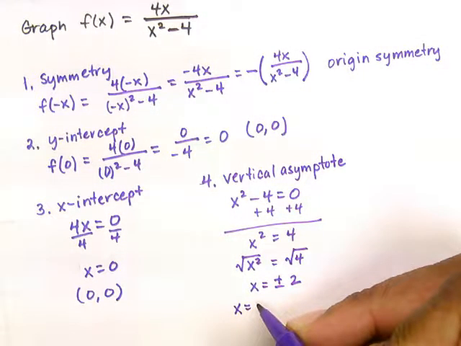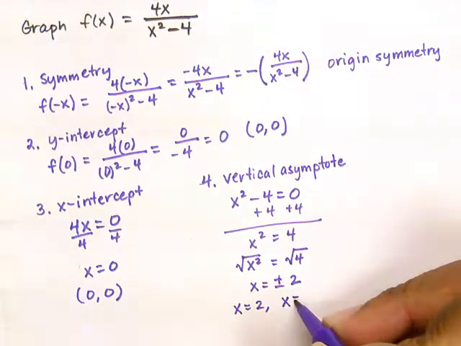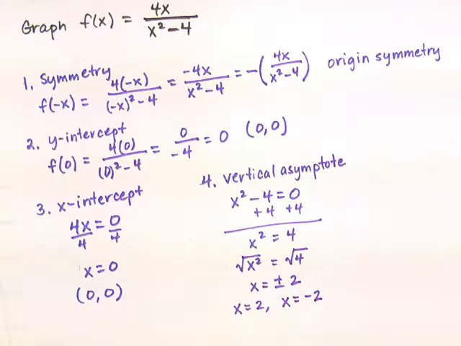So that means x is equal to 2 and x is equal to negative 2 are going to be the two vertical asymptotes. That's going to be those two vertical dotted lines that will be on the graph crossing the x-axis at 2 and at -2.